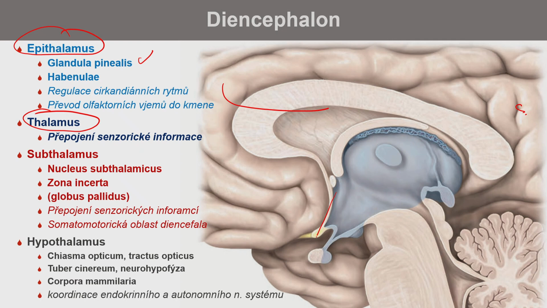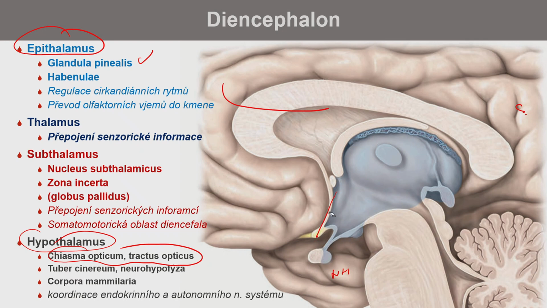Then we have hypothalamus. Hypothalamus is this structure, and this structure is behind chiasma opticum and in between tractus opticus, containing tuber cinereum, neurohypophysis, and mammillary body. This is a coordination of the endocrine and autonomous nervous system. This is the main function of it.